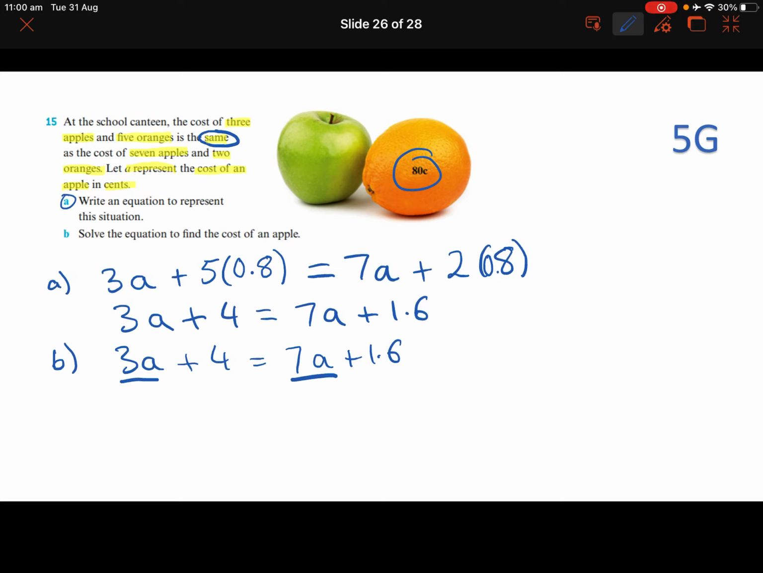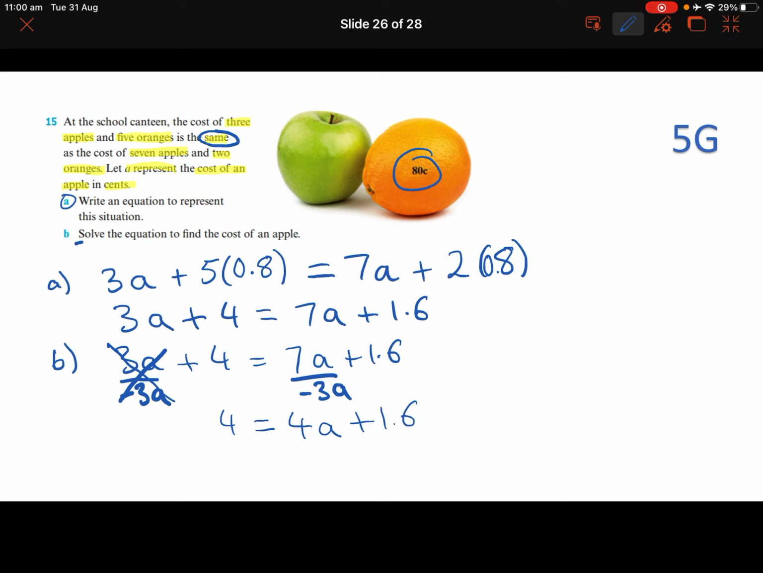So at the moment, it's a positive 3a because there's not a minus in front of it. It's a plus there. So what's the opposite of a positive or a plus? We would subtract 3a. Okay, now we've got to do the same to both sides to keep it balanced and equal. So we minus 3a from both sides. The reason we do that is that now cancels out. So we're left with 4 equals 7a minus 3a is 4a. And we've still got that plus 1.6.